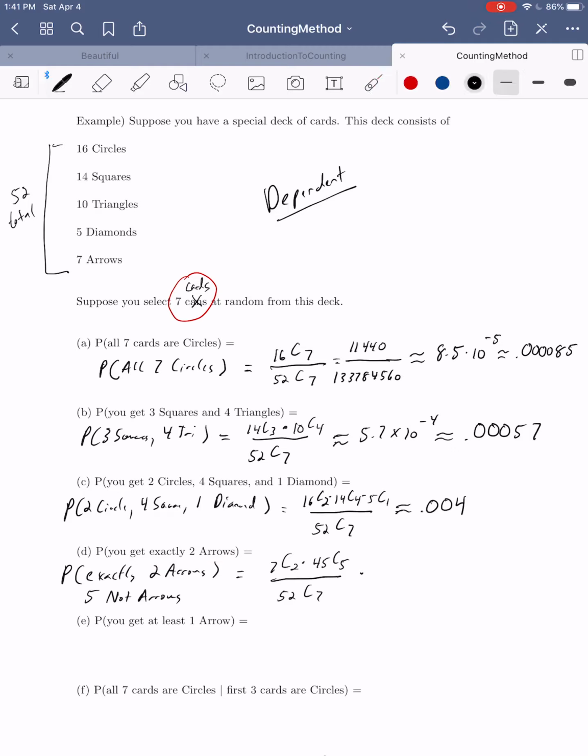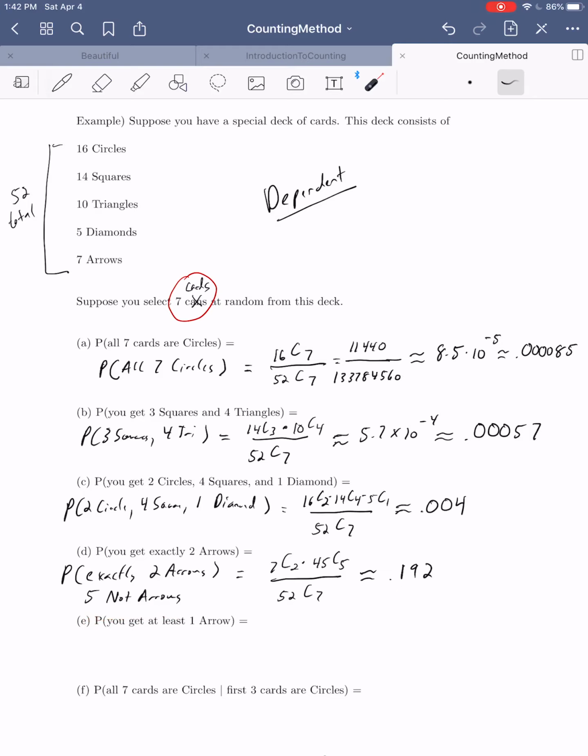If you calculate that, let's go ahead and do that. 7C2 times that 45C5, and then divided by that 52C7. You should get that that is approximately 0.192. So about a 19% chance that you end up holding exactly 2 arrows and 5 other cards.